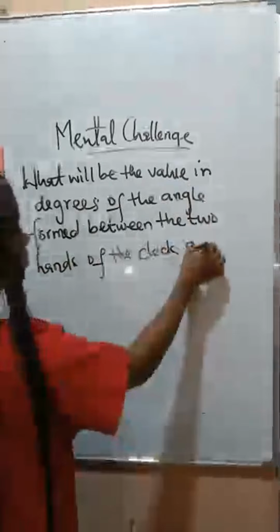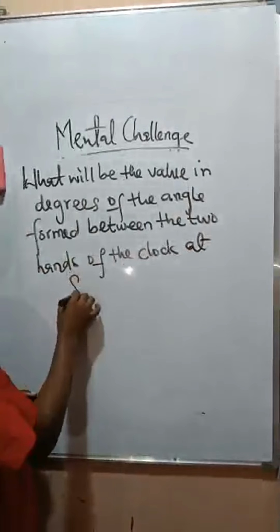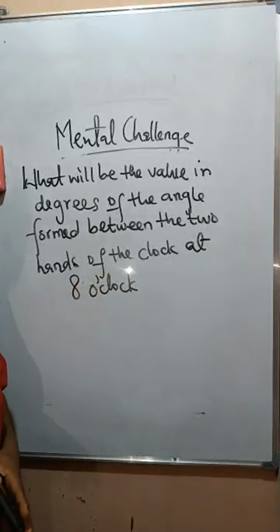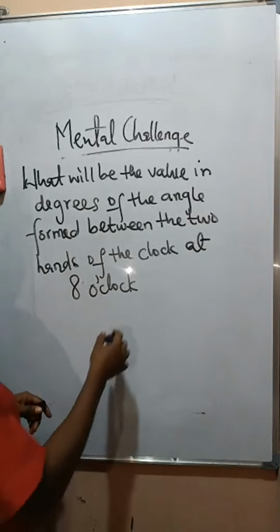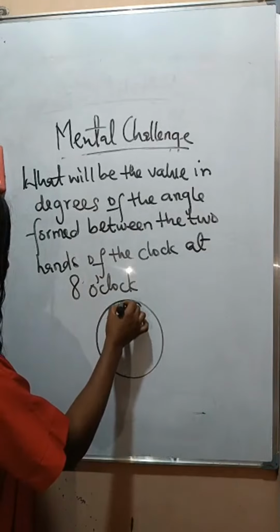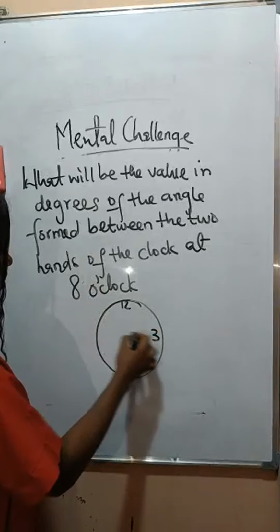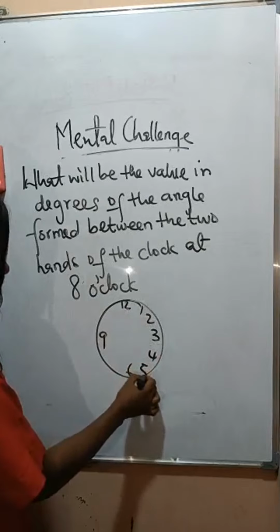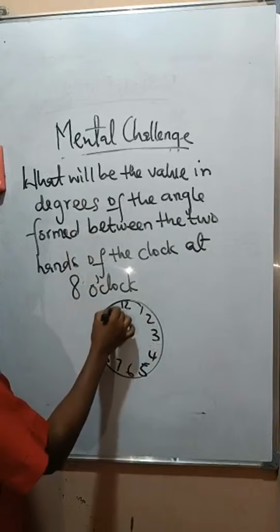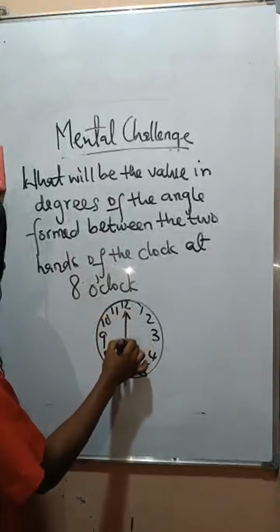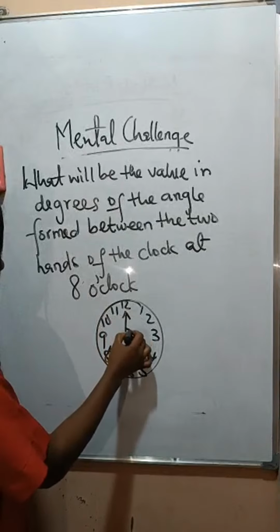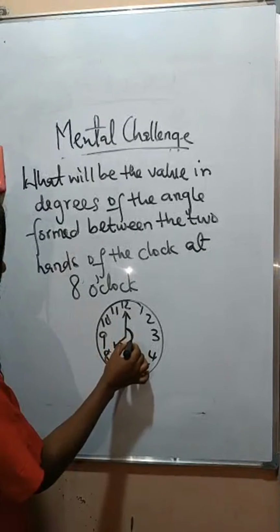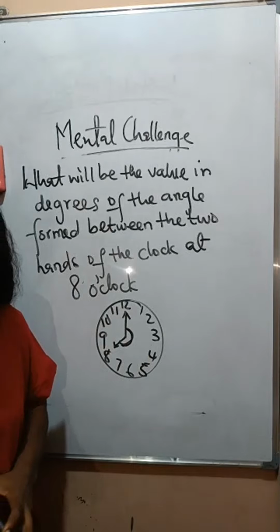at 8 o'clock. So we have something like this. Let's do a sketch. So this is 12, this is 6, this is 3, this is 9. Then 1, 2, 4, 5, 7, 8, 10, 11. So we're actually looking for this angle in degrees, right?